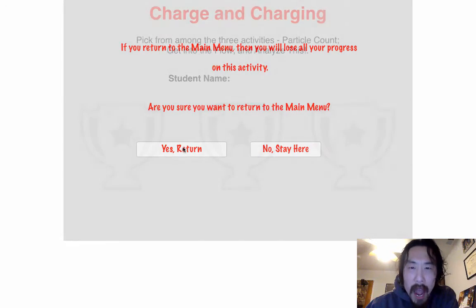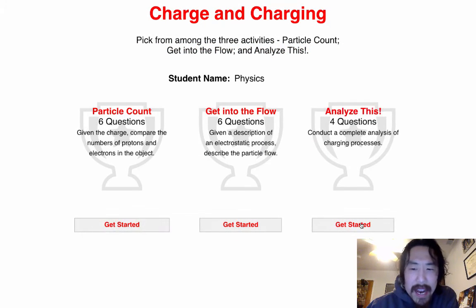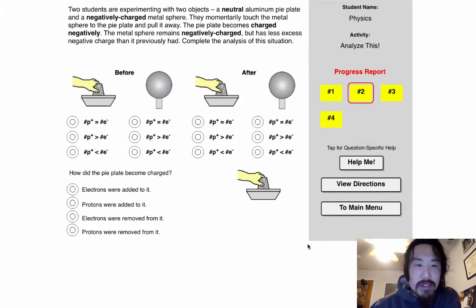So let's do the next one. Analyze this. I'm going to do about two questions of these. Two students are experimenting with two objects, a neutral aluminum pie plate and a negatively charged metal sphere. They momentarily touch the metal sphere to the pie plate and pull it away. The pie plate becomes charged negatively. The metal sphere remains negatively charged, but has less excess negative charge than it previously had. Complete the analysis of this question.